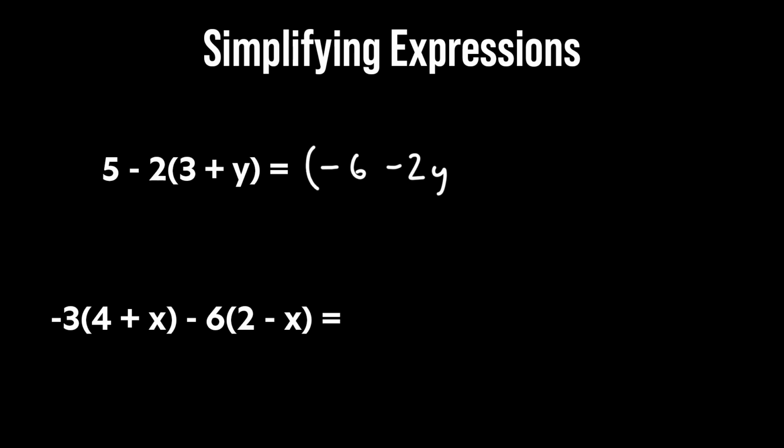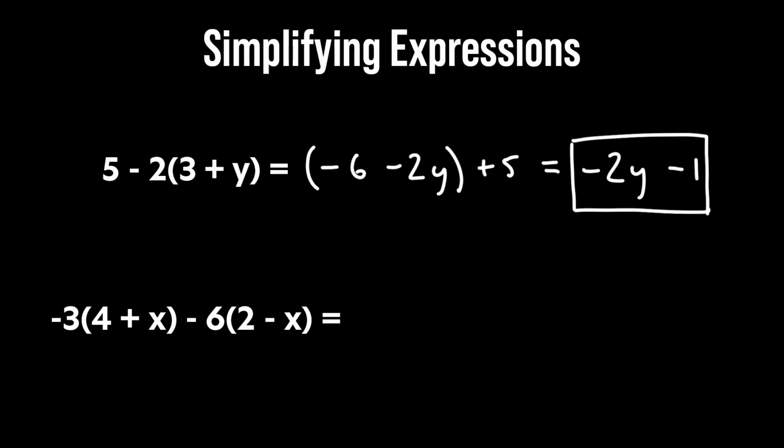And then we can plug in the 5 now. And to simplify this, we'll combine the constants. The variable, you cannot do anything with that, so we leave it as is. So negative 2y, and then negative 6 plus 5 is negative 1. So this is the simplified expression of this equation. You cannot simplify this any further, and so that's when you know you're done.